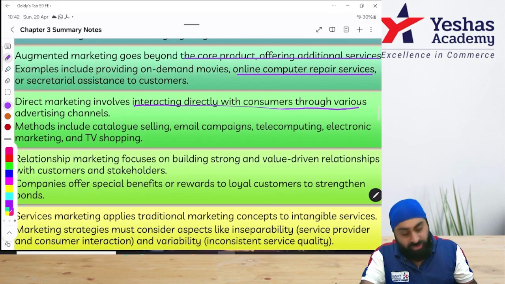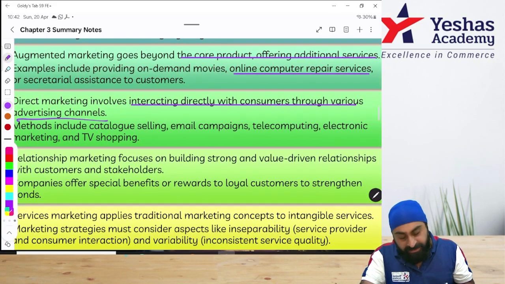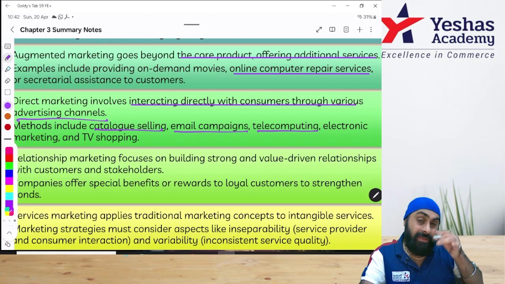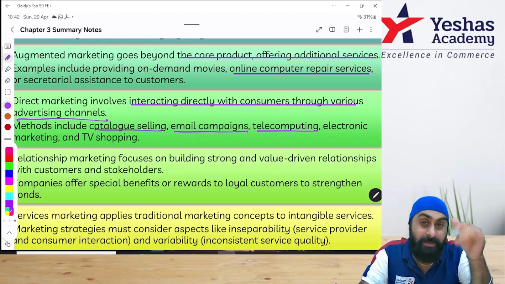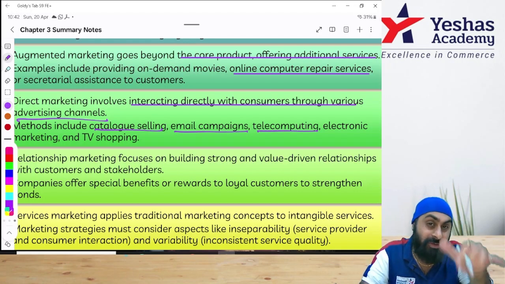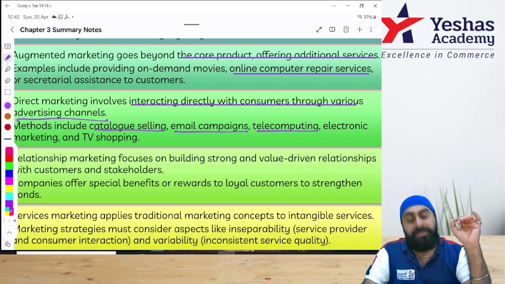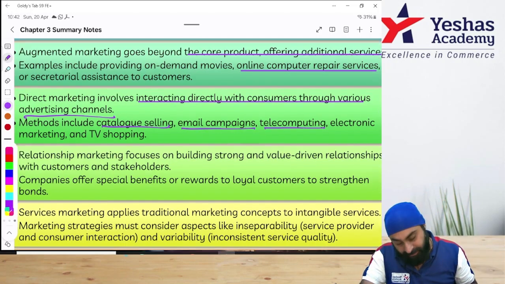Direct marketing is interacting directly with the consumer through various advertising channels like catalog selling, email campaigns, telecommunication. People call you for a credit card, people call you to open a bank account, people call you for insurance plans. These people are doing direct marketing.